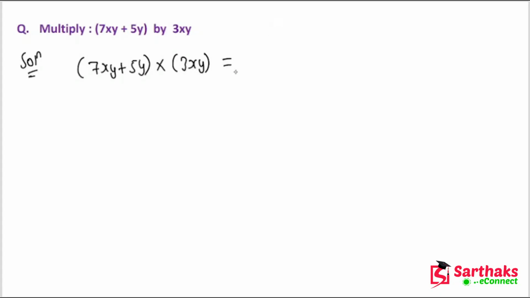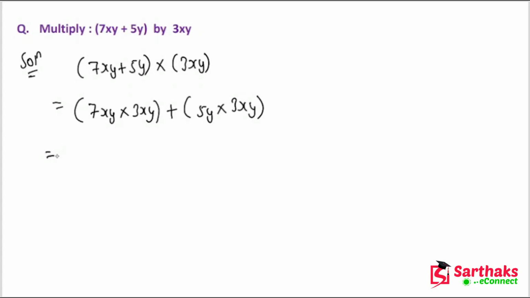So what we can do is we have to multiply them individually. So 3xy would be multiplied by 7xy plus 5y. So this is q plus r into p. So p into q. So it would be like 7xy into 3xy plus 5y into 3xy. So see, we have distributed. So multiplication is distributed over addition.